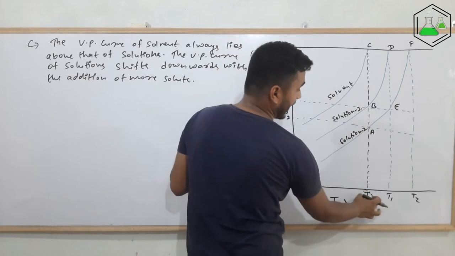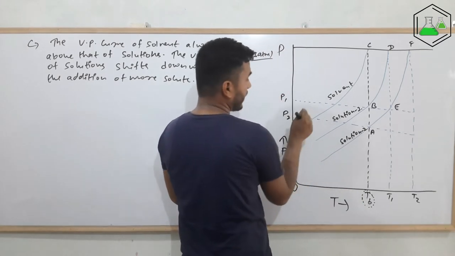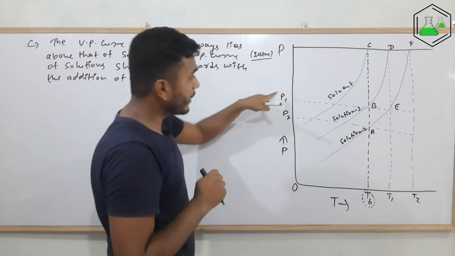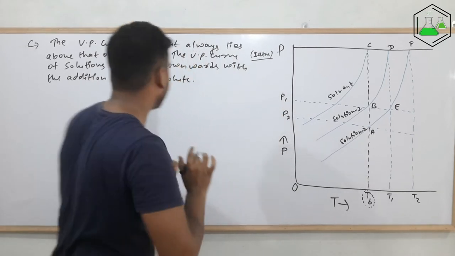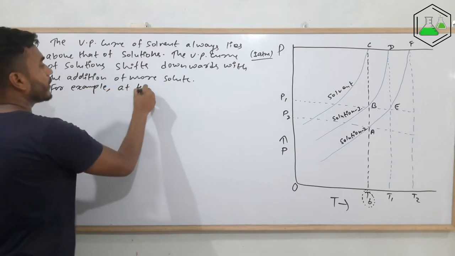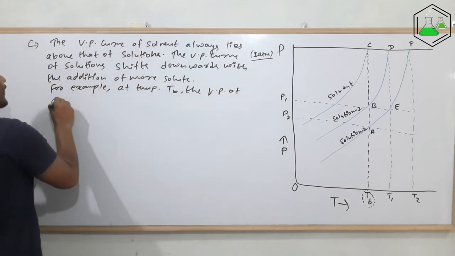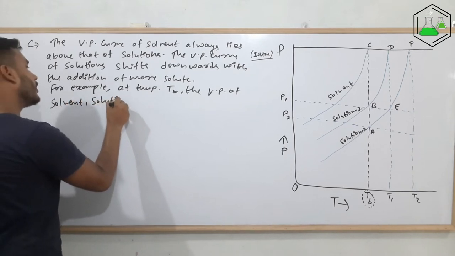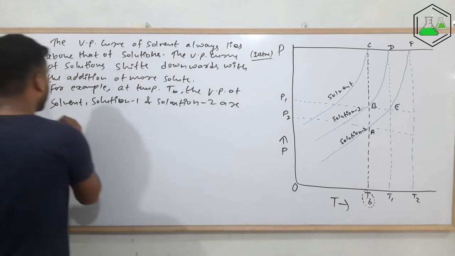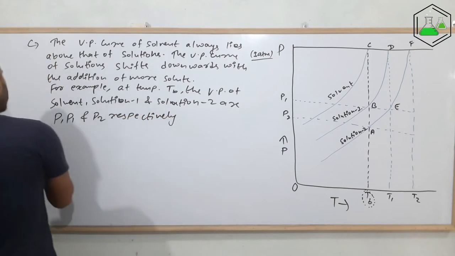As in the example, we can see over here, the pressure of the solvent at temperature TB is P. That means it will boil at temperature TB. But at temperature TB, the vapor pressure of solution 1 is only P1, and that of solution 2 is only P2, right? So at P1 and P2, obviously the solution will not boil at all, right? For example, at temperature TB, the vapor pressures of solution 1 and solution 2 are P1 and P2 respectively. So this is the first conclusion.